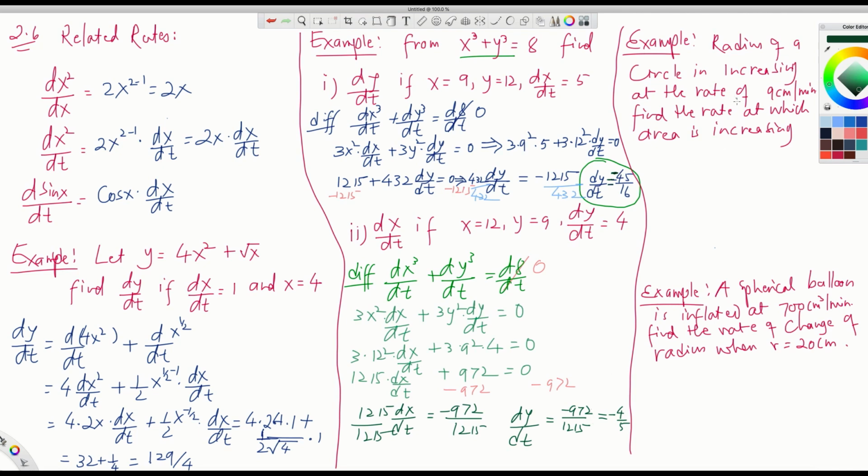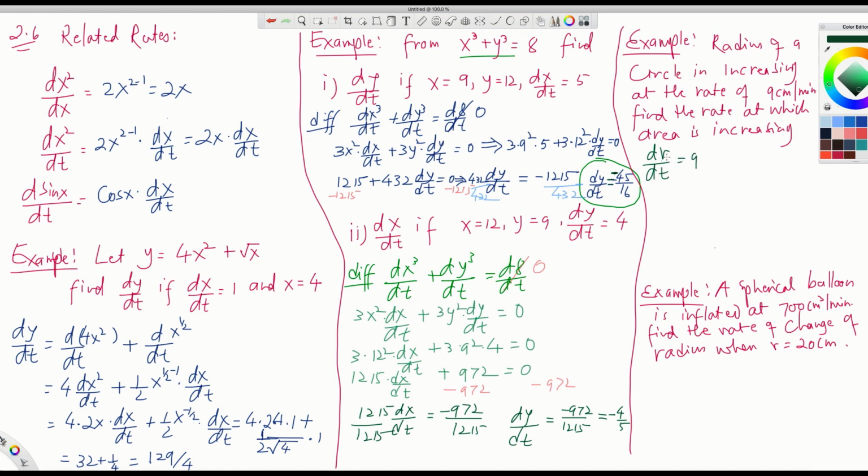So let us see this word problem. What it says is the radius of a circle is increasing at the rate of 9 centimeter per minute. So it is increasing, so the rate is positive, right? So let me write this way. The rate of change of the radius, let's denote that r is the radius there. So dr over dt is given as 9.